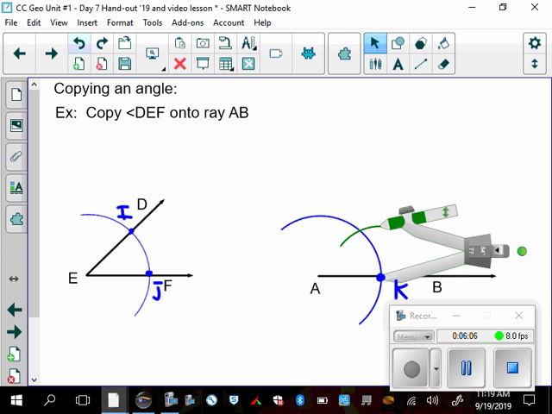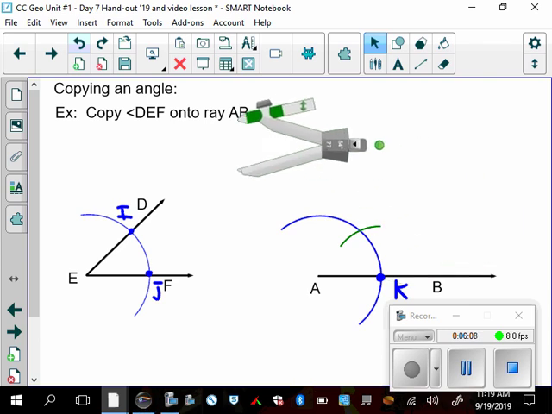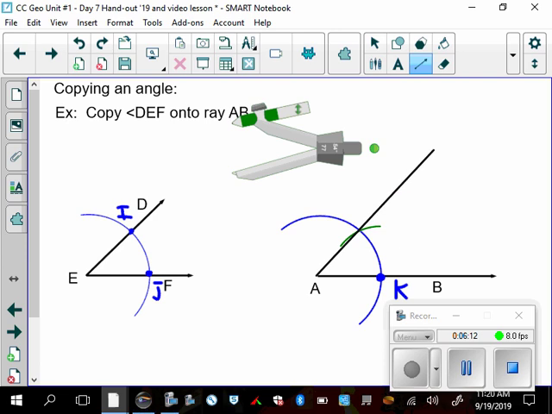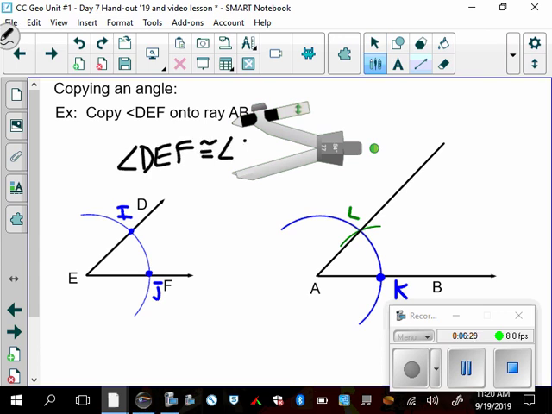Okay, so now I've measured the span of that angle. Now I can line up with my ruler from the vertex through that point. I said to call it L. All right, and now I know that angle DEF is the same as angle LAK.